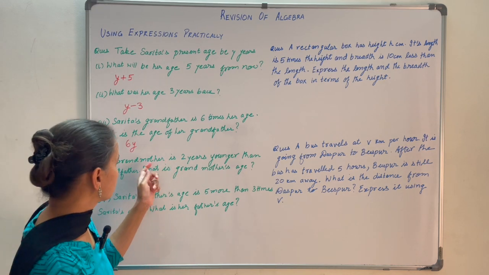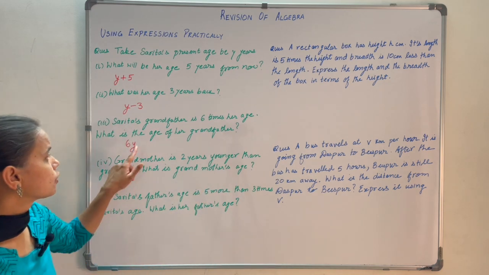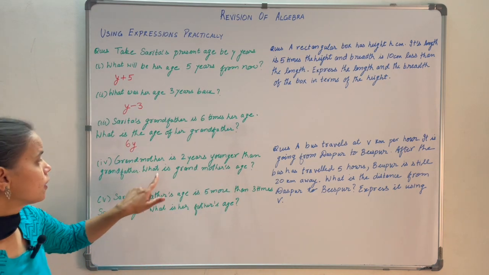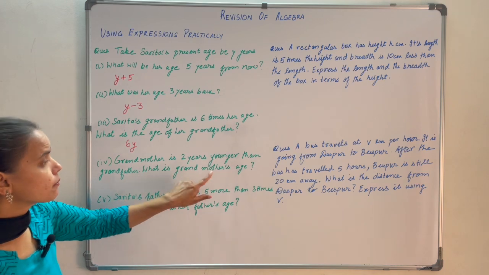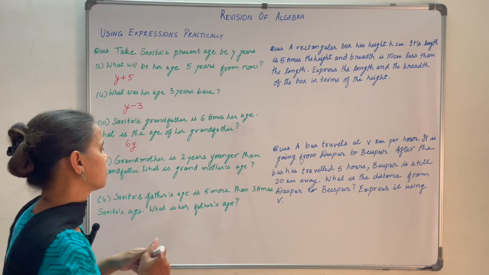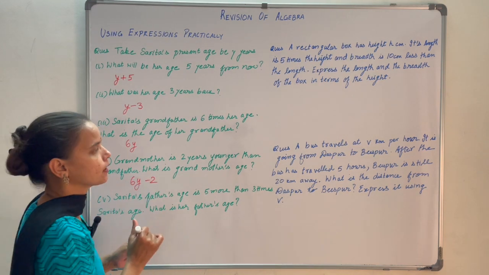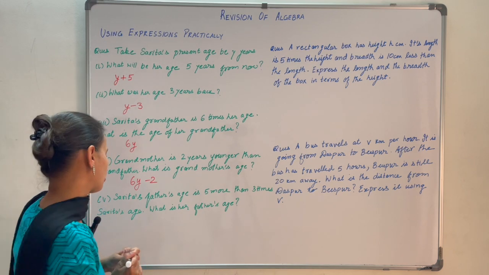Grandmother is 2 years younger than grandfather. So this is grandfather's age. So what is her grandmother's age? 2 years younger means you have to subtract. So it is 6y minus 2 is her grandmother's age.